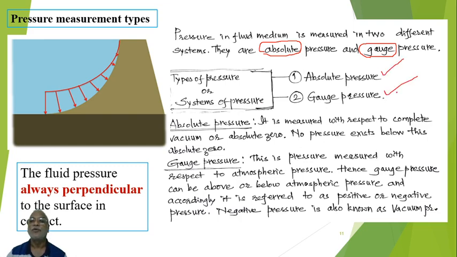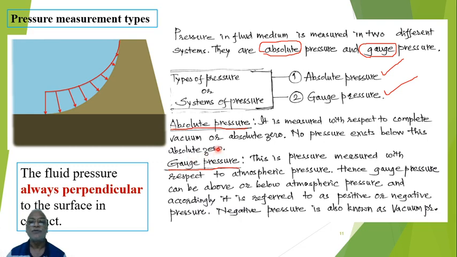There are two ways how we can measure. Now what is the meaning of absolute pressure, and what is the meaning of gauge pressure, we'll see here as a statement, and then in the next slide we'll go into the details of that. Absolute pressure is measured with respect to complete vacuum or absolute zero. No pressure exists below this.